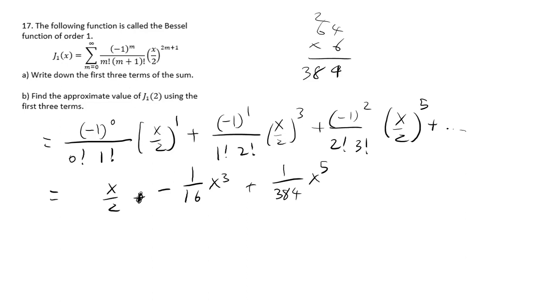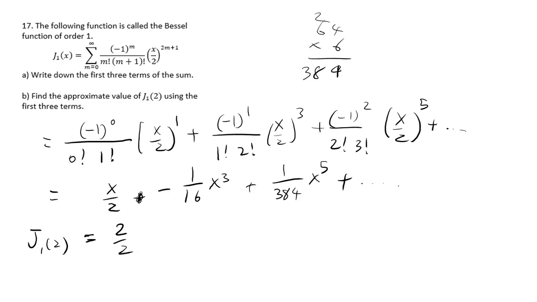Okay, so what is J1 of 2 using just the first 3 terms? Assuming that the next terms will become much smaller than this. Actually, it's not really true. I think for J1 of 2, you probably need to go at least 10 terms, and you need to use a calculator or a computer to do that. But I'm just asking you to use the first 3 because it's easier to calculate.